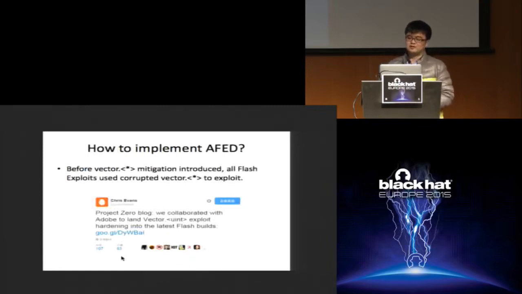So how to implement AFED? We know that Adobe introduced the vector object mitigation in July with the help of Google Project Zero. Before the vector object mitigation was introduced, all Flash exploits used a crafted vector object to exploit. This is because crafting one vector object is very easy, and it can achieve arbitrary read and write using the crafted vector object.